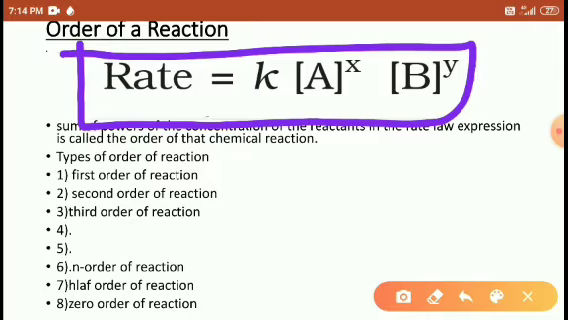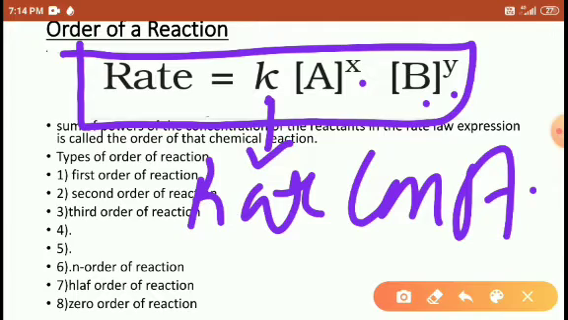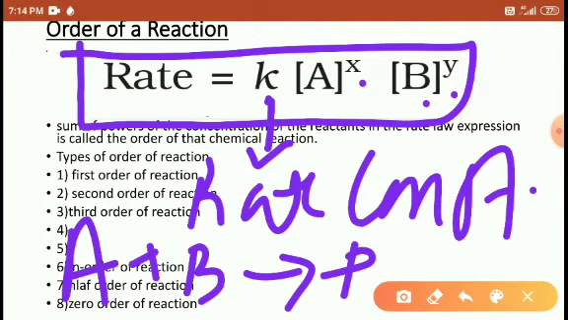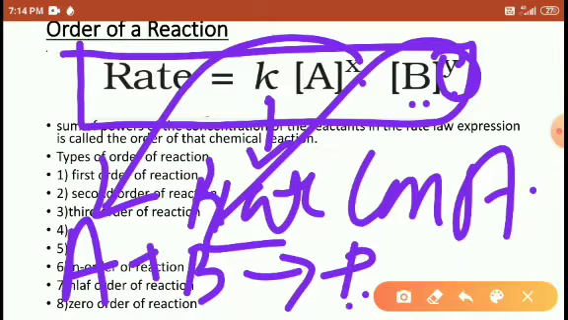Rate is equal to K, the concentration of A to the power X, the concentration of B to the power Y, students. Here K is the rate constant. We will discuss this also. A and B are converted into product P. The power X of the concentration of A is responsible for the formation of P, and the power Y of the concentration of B is responsible for the formation of P.